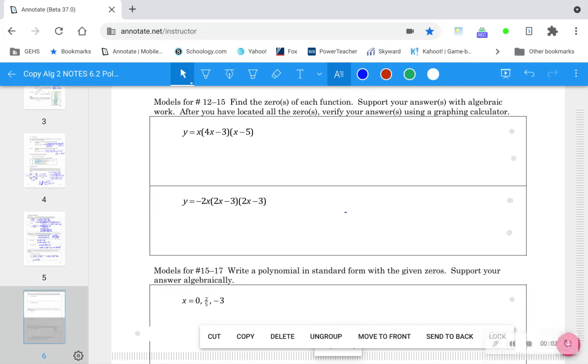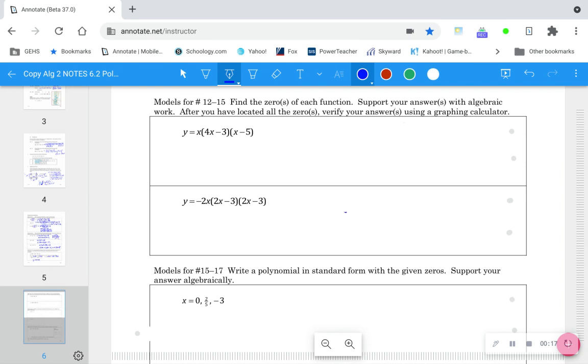Okay, we're on the last page of the notes for Algebra 2, Section 6.2. And we're going to try and find the zeros of the following function. To do that, you just set these each equal to 0. So first of all, x equals 0 is the first one. And if you set this equal to 0, you get your second one, which would be 3/4. You take the 3 over to the other side and divide by 4.